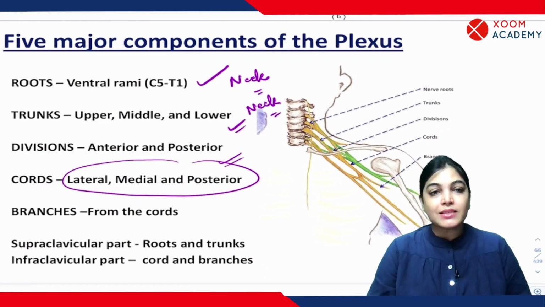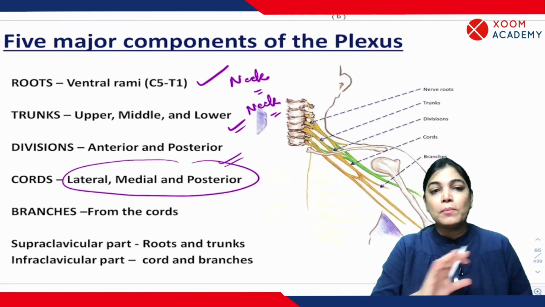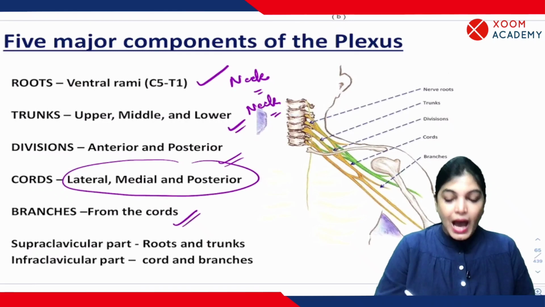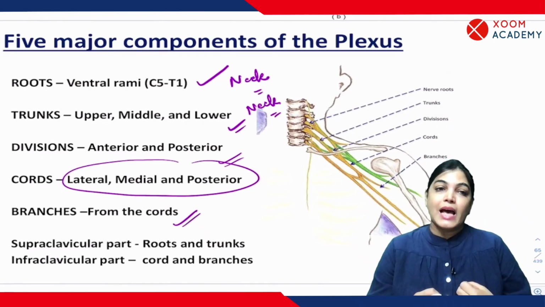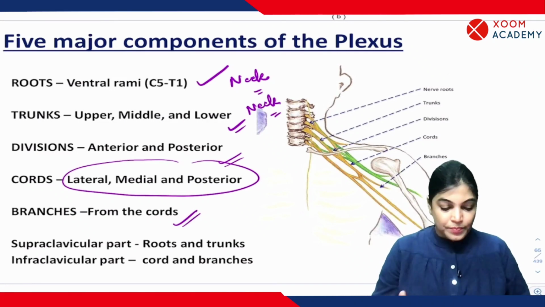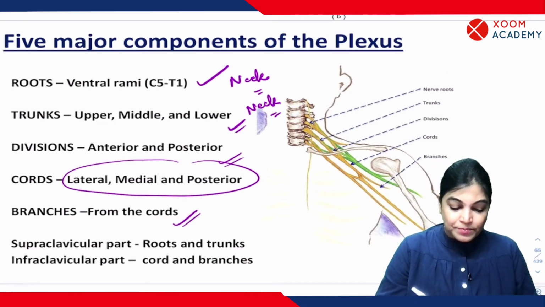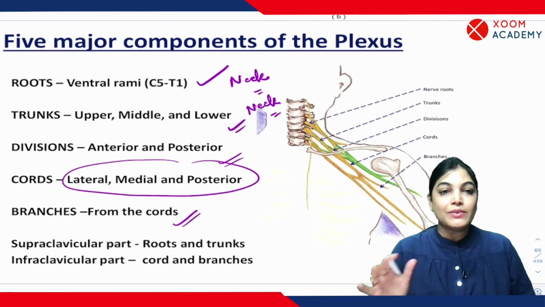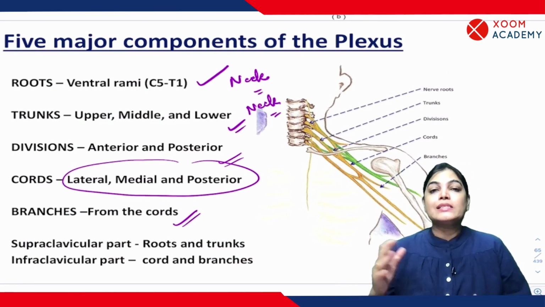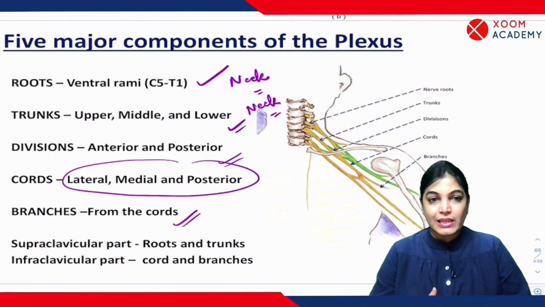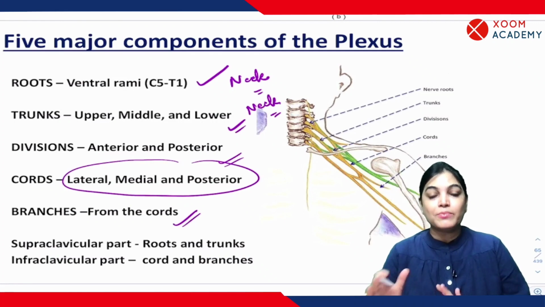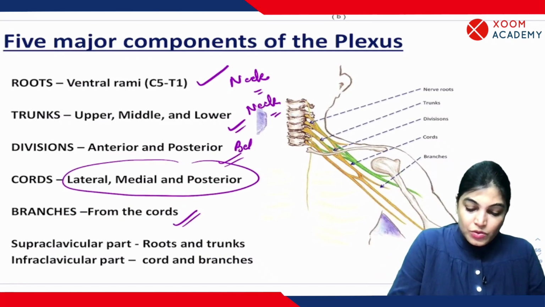A good point is that there are no branches from the division, and we have to memorize the branches of trunk, we have to memorize the branches of cords and that of the roots. Now one more thing is very important. If I talk about the location of division, each of the trunk is dividing into anterior and posterior division, and the division is located behind the clavicle. So it is located behind the clavicle.